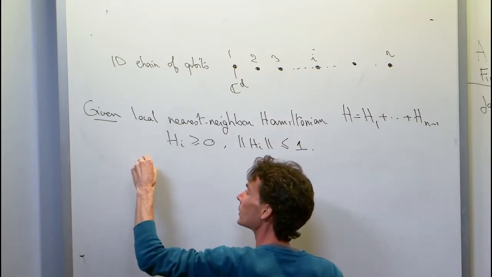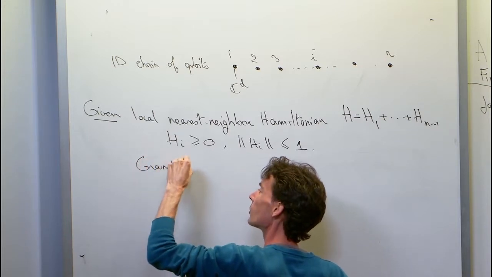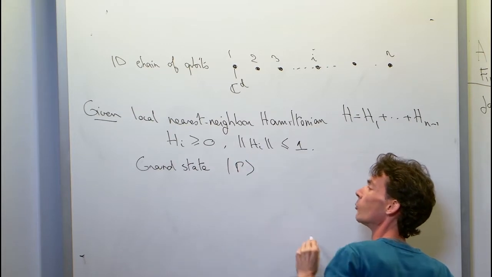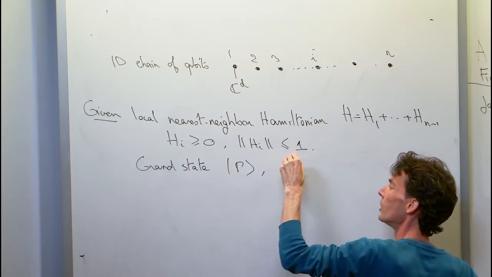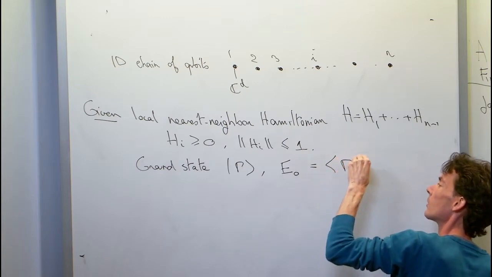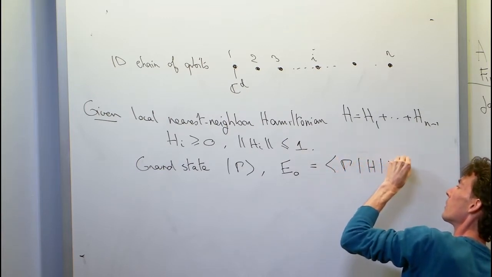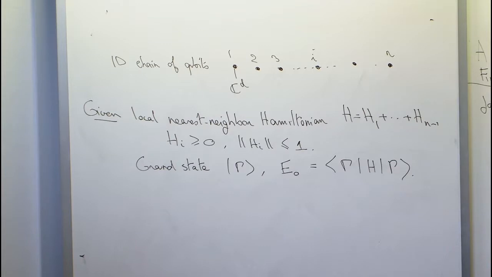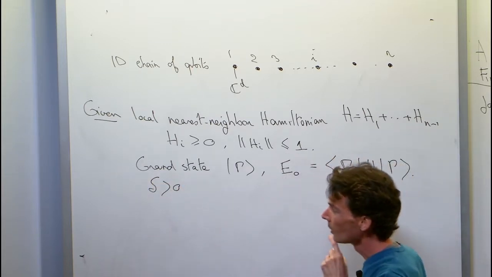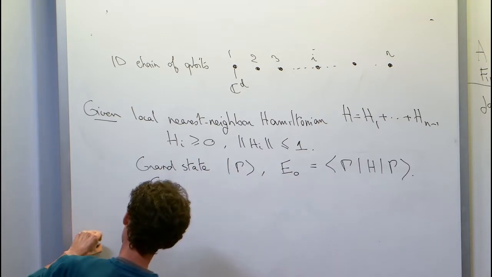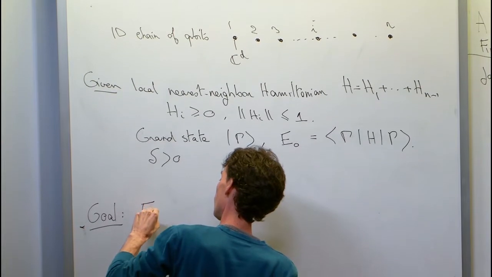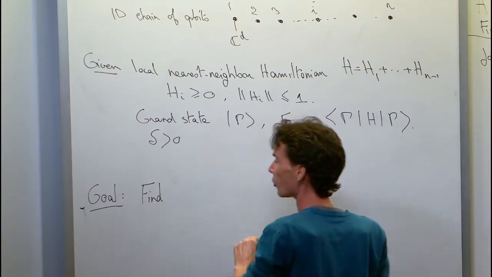For the ground state, I'll write it as gamma, and it has energy that I'll call E0, so it's the minimal energy, gamma H gamma. Okay? And we're also given a precision parameter, delta. And the goal is to find an efficient representation for something that's kind of close to gamma.